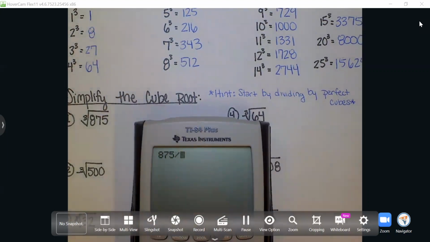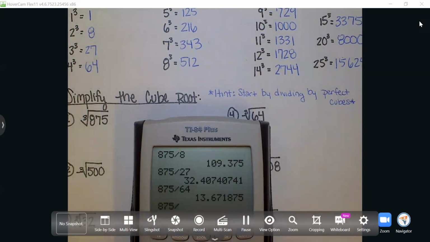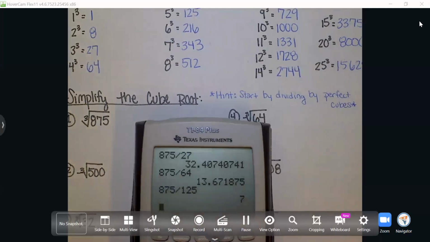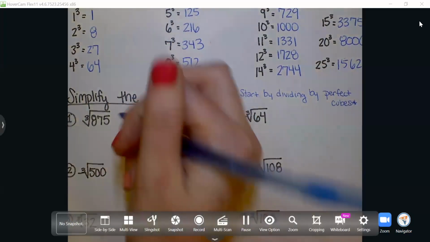875 divided by 8 doesn't work. 875 divided by 27 doesn't work. 875 divided by 64 doesn't work. 875 divided by 125 finally does work. 125 and 7 are my two factors.